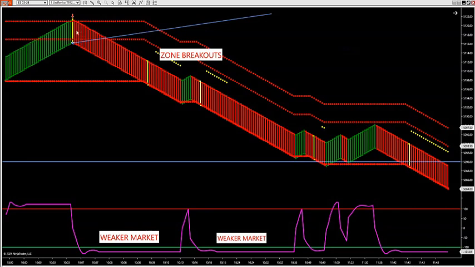So outer edge trades are always with zone trend, and the zone breakouts are always with zone trend. So you're not counter-trend trading the market. You're always with zone trend.